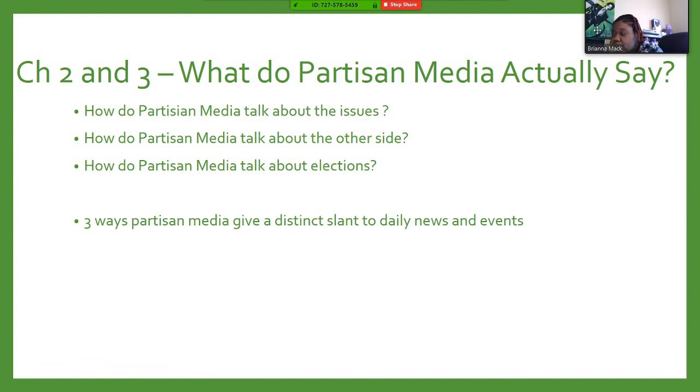The second way, they talk about the other side in consistently negative terms. They criticize not only their policy positions, but also their motivations for enacting policies, and use particular issues to illustrate a more systematic pattern of flawed behavior from the other side. These criticisms of the other side are oftentimes accompanied by declarations of being unable to work together or being against bipartisanship. And then the third way, for elections, these shows make it clear which candidate viewers should support, not only supporting said candidate, but also denouncing the competition.